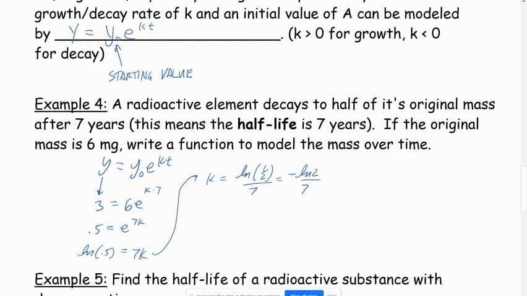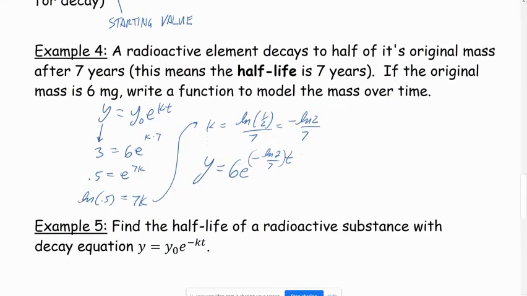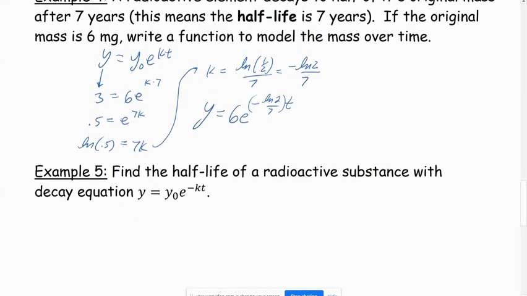And so now we can write our model as y equals 6e to the negative natural log 2 over 7 t. Let me try to write that more clearly: negative natural log 2 over 7. So that's our model. Now we could plug in any time period and we would know how much of that radioactive element remains.